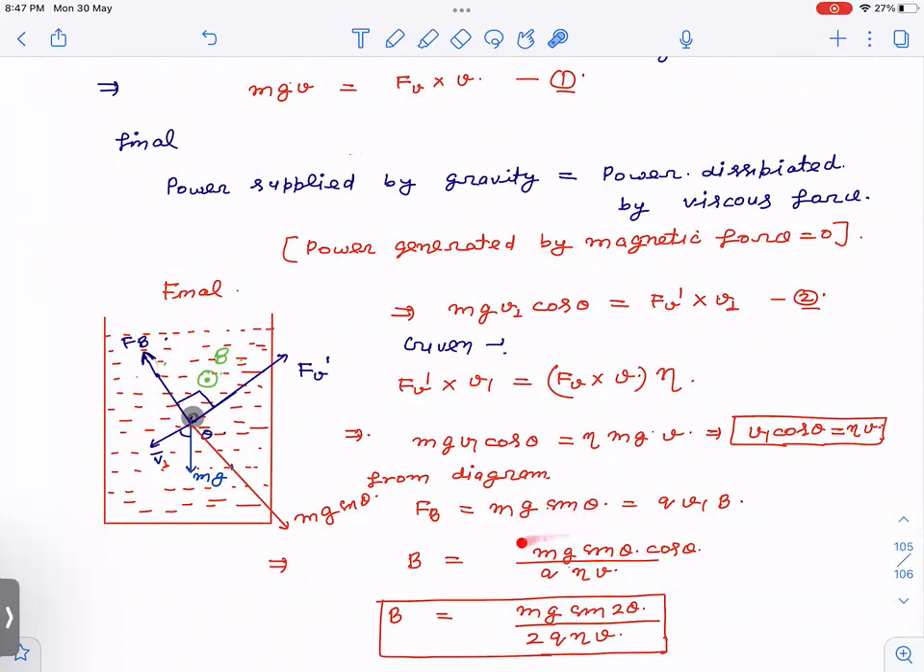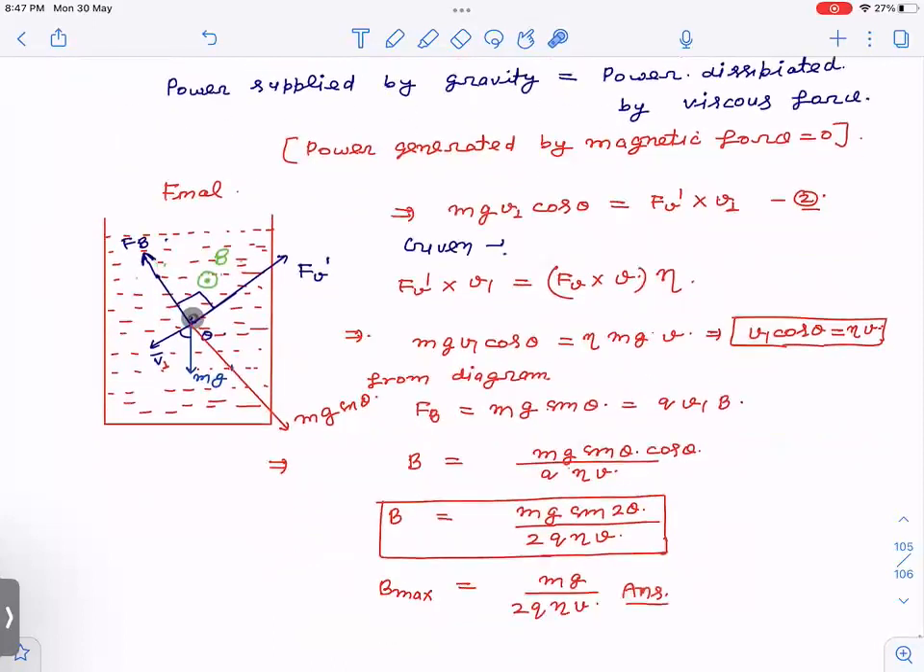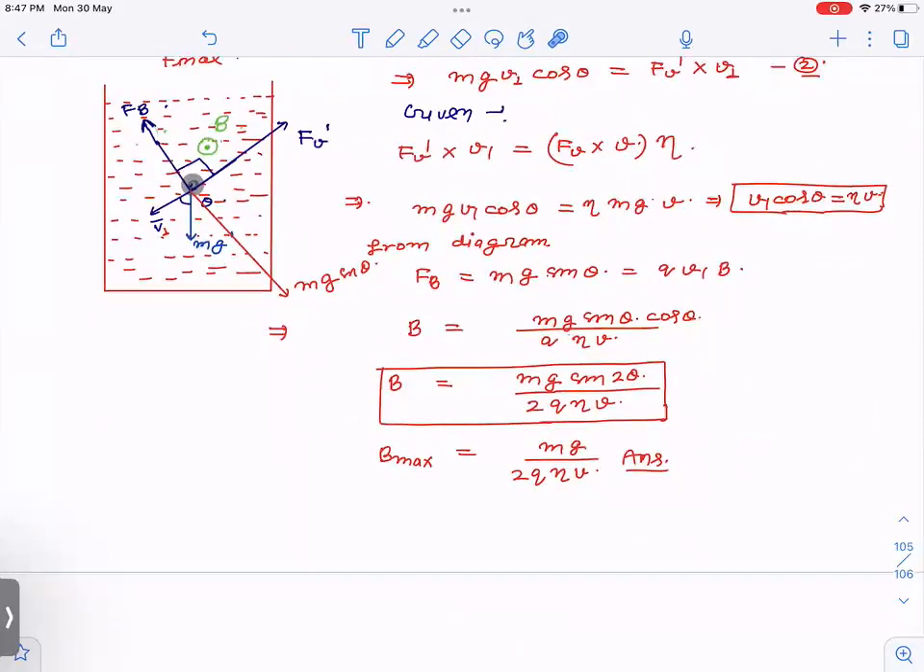Now I have found the magnetic field, substituting this value of V1. So you see now the sine theta cos theta, this is eta multiplied and divided by 2. So you get mg sine 2 theta by 2. You have to find the maximum possible field. So the maximum possible field will be when sine 2 theta is equal to 1. So this is the maximum possible field, right? So that's it. That's the answer.